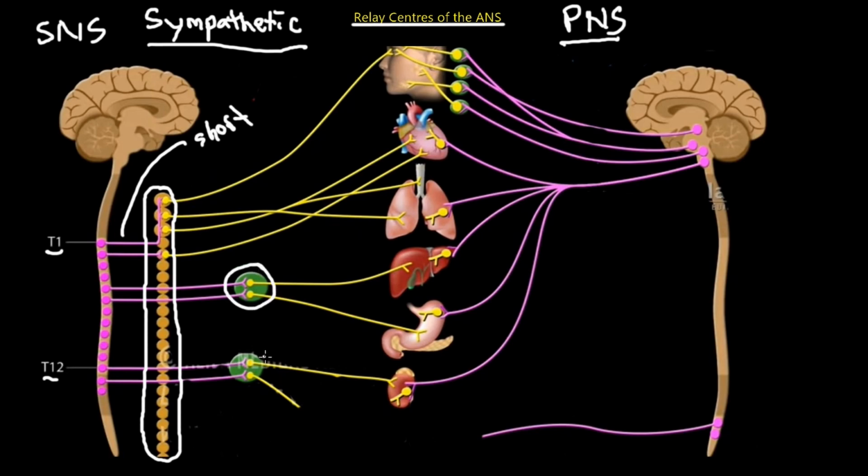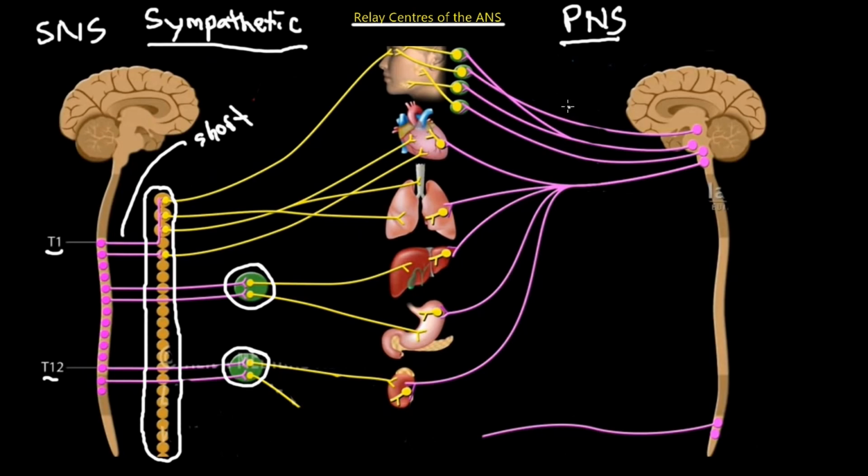Now these ones are called collateral ganglia, where the preganglionic fibers are going to go past the sympathetic chain of ganglia, and they're going to synapse at collateral ganglia. Now, as you can see, the preganglionic fibers are never going to reach any of the organs on their own. They're going to have to synapse at some sort of ganglia in order to reach the final destination.